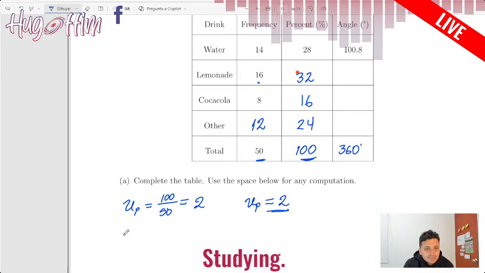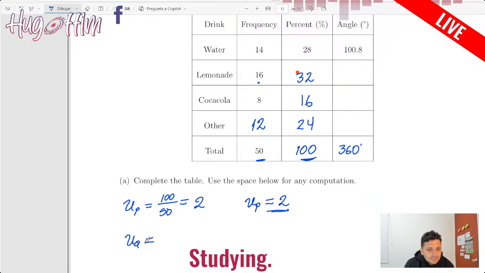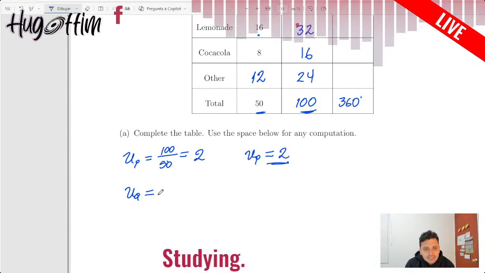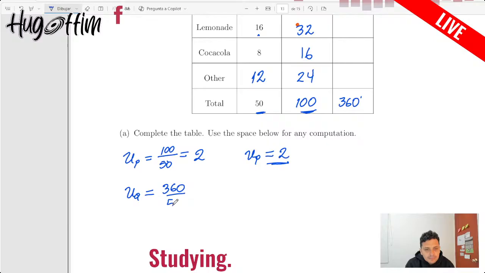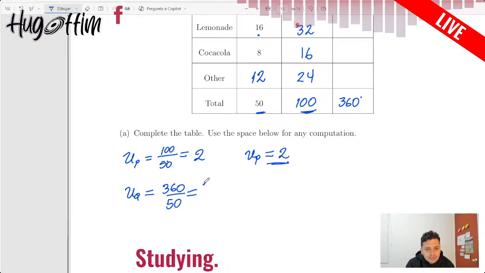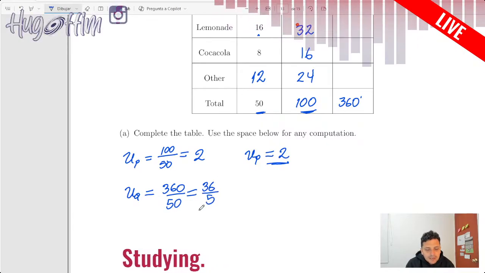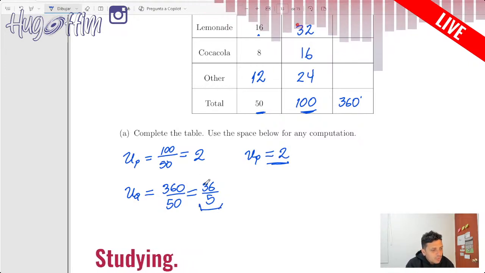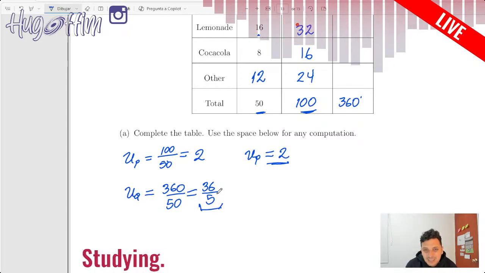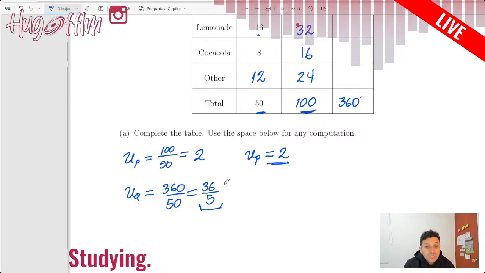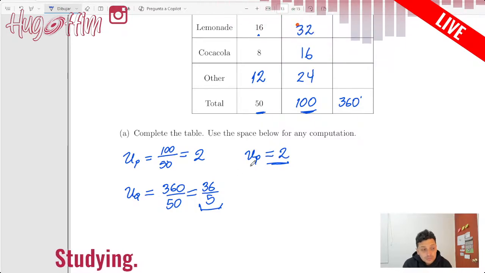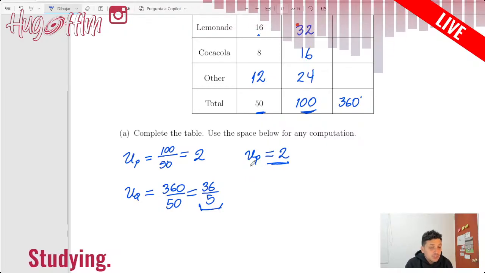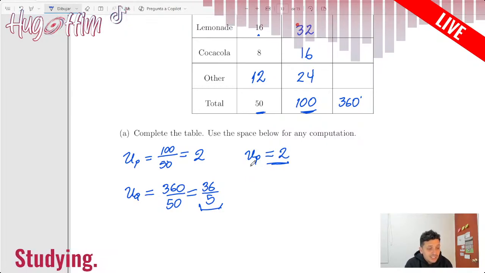Now I'm going to get the unitary angle. I'm going to do exactly the same. I'm going to divide 360 by 50 to get the unitary angle. So this is going to give me 36 over 5. You can use the fraction if you want, or you can use the decimal if you want. Which one do you prefer me to use? Fractions or decimals? Answer in the chat, please.